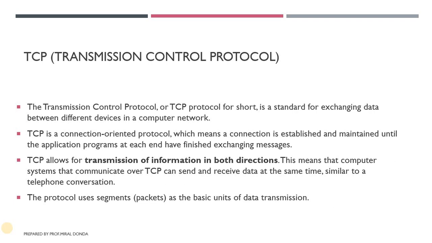Next, TCP allows for transmission of information in both directions. This means that computer systems that communicate over TCP can send and receive data at the same time, similar to a telephone conversation. So any TCP connection is full duplex. At the same time, both can send as well as receive data.